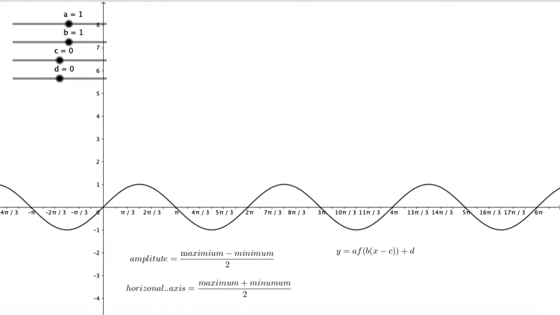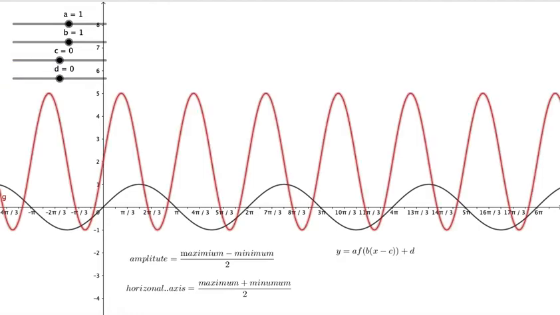I'm going to be taking a look at transforming the sine wave to create the equation of a function. So here is the sine wave, and I am going to try to transform the sine wave given this function. Now, it seems like a pretty daunting task to get the equation of the red function, but it's not that bad. So we must know what we mean by amplitude and horizontal axis.